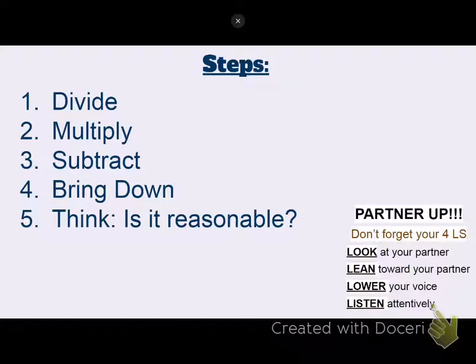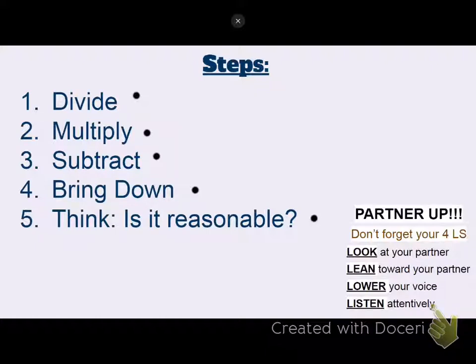Some steps that will help you with division: divide is step 1. The first thing we've got to do is figure out the division. After we divide, we can multiply. Okay, and after we multiply, we can subtract. Finally, bring down. And when you do get an answer, we always want to check to make sure it's reasonable, see if it even makes sense.